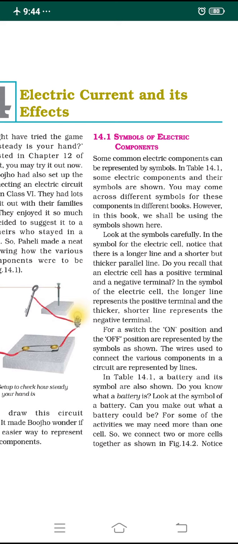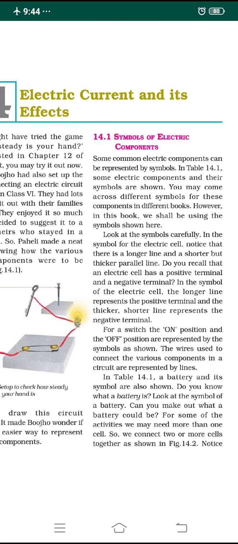What is that symbol? Two parallel lines have been drawn. One parallel line is longer, and the other is shorter. Here you have to remember that an electric cell has two terminals, one positive and one negative. In the symbol of the electric cell, the longer line represents the positive terminal and the shorter line represents the negative terminal.